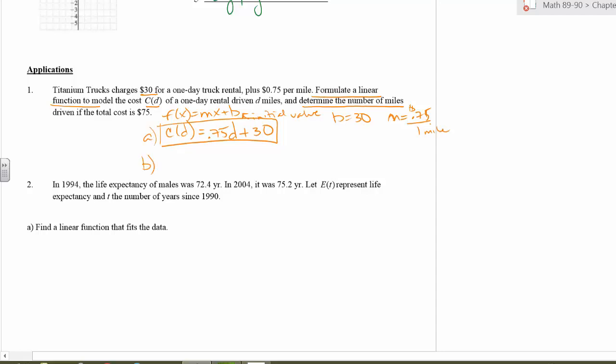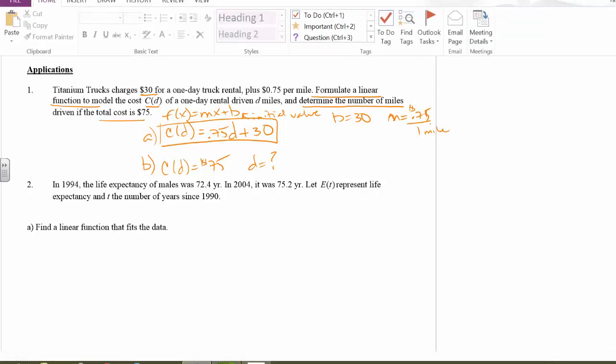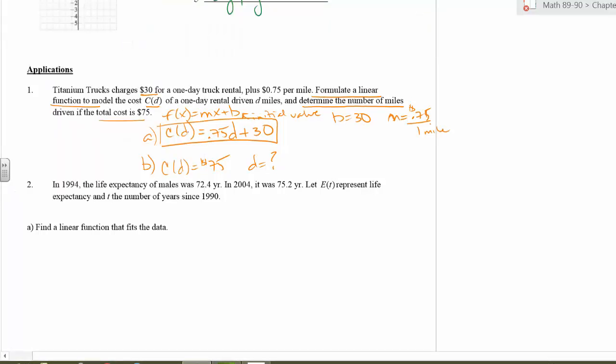Now part B says determine the number of miles driven if the total cost is $75. So what they're telling us here is that C of D, the cost of some number of miles driven, is $75. What you don't know is what D is. These are two different variables, even though they share D in common. C of D is a variable and D is a variable. C of D is, after you plug in D, your cost for D miles. So we need to solve for D.